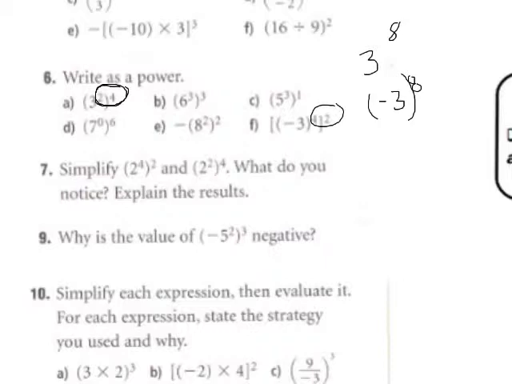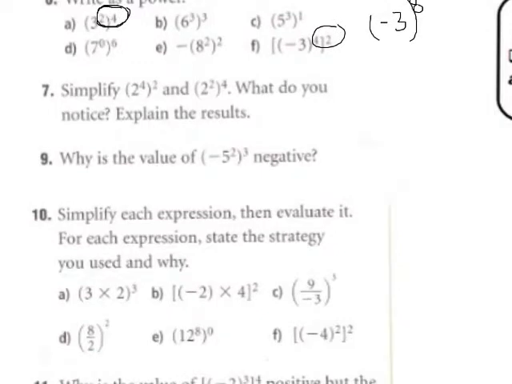Move this up a bit. Number 7, 2 to the power of 4 all raised to the power of 2, and 2 to the power of 2 all raised to the power of 4. What do you notice? Explain your results. Again, my recommendation is to simplify these. Figure out what this is. Figure out what that is using the rules above, not standard form. Well, you could do standard form, either way. I would use power rules, it makes it simpler. And then just talk about what the results are. Are they the same? Are they different? Why are they the same? Why are they different? Okay?